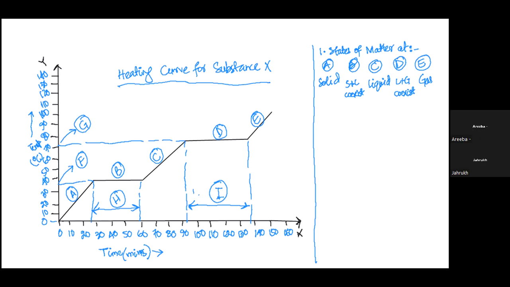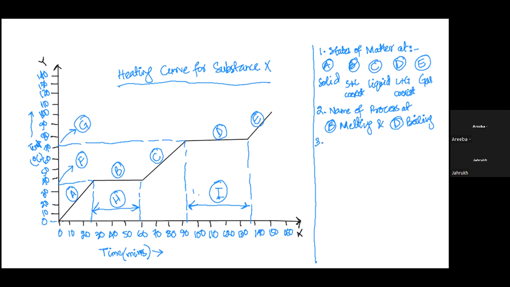Which brings me to my second question. Name of process at B and D. So what's happening at B? Melting. Perfect. And what's happening at D? Evaporation. No. Boiling. Since it's occurring at a specific temperature, it's not evaporation, it's boiling. I hope that makes perfect sense. Does it? Yes, sir. Good. So at B, melting is occurring, and at D, boiling is occurring.